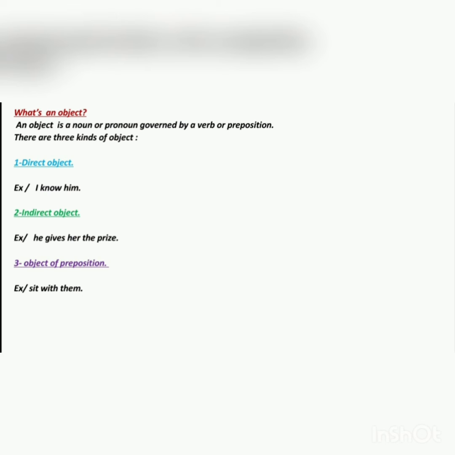And now we have, what's an object? An object is a noun or pronoun in the sentence, governed by a verb or a preposition. There are three kinds of object. We have three kinds of object, as we know: direct object, indirect object and object of preposition. So let's get started to explain these three types.